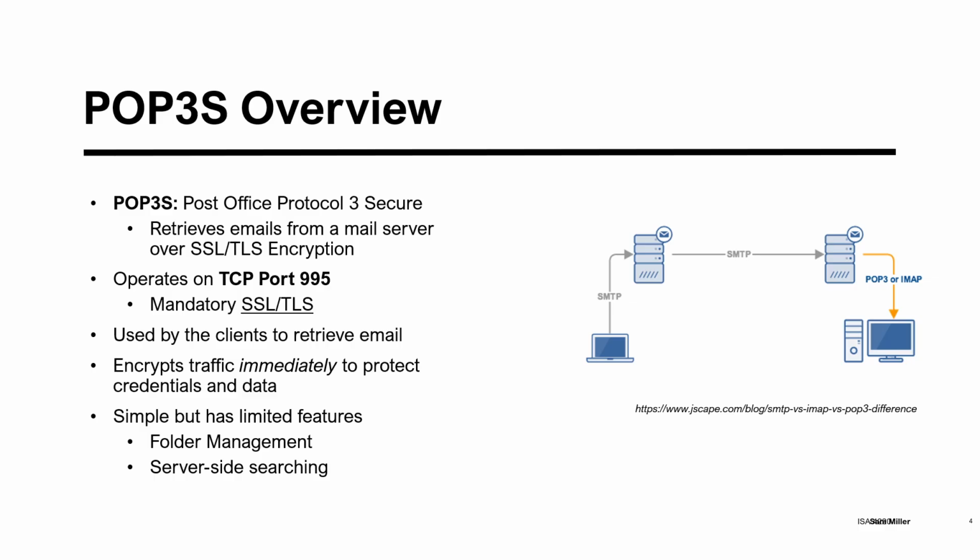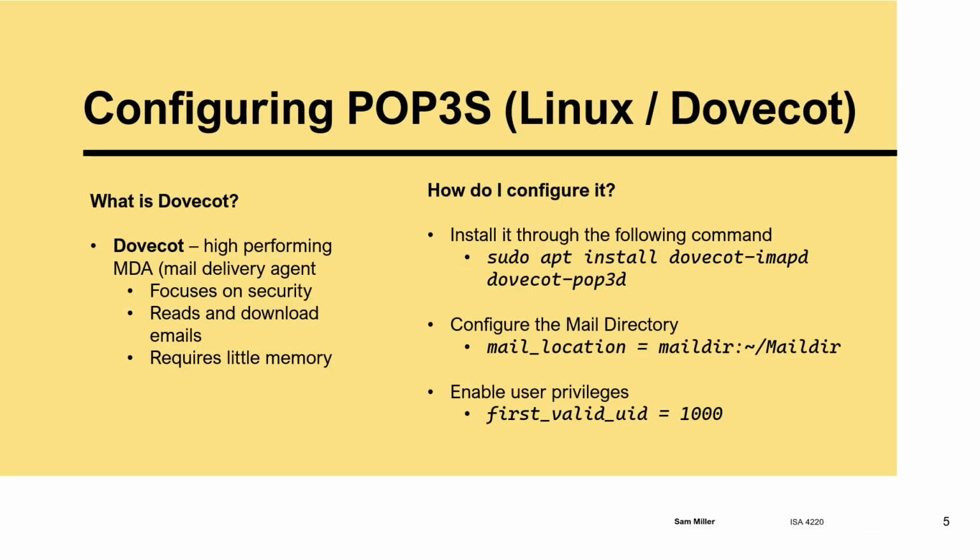Let's talk a little bit about how we are going to set it up and configure it. We are going to use Dovecot for this. So what is Dovecot? It is a high-performing mail delivery agent. It's secure and lightweight, and after installation, we can configure the mail directory for it. So again, don't worry about the installation for this. It requires very little memory. It's just a focus on security for your POP3S.